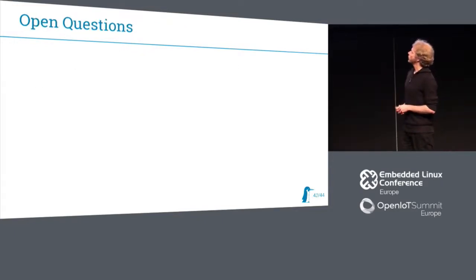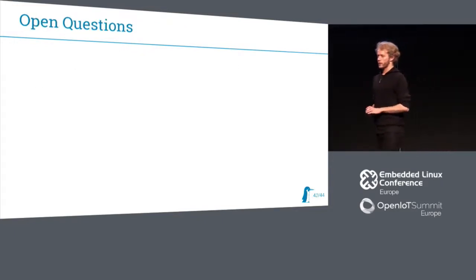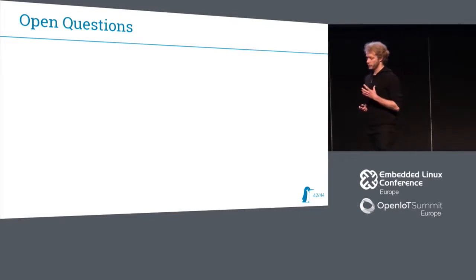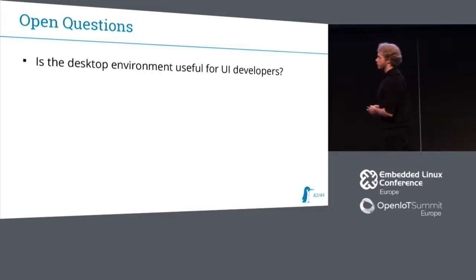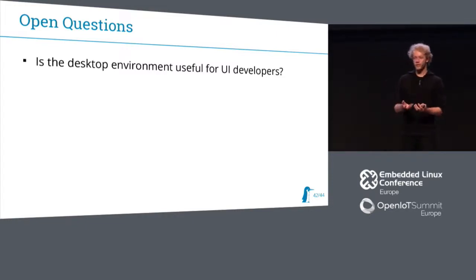So here come my open questions that I'm still not sure there is a proper answer for. First, is it really useful to have a desktop environment for the UI developers of embedded systems, or does it maybe hurt more if we make development easy on a desktop and then switch to an embedded system and everything falls apart?